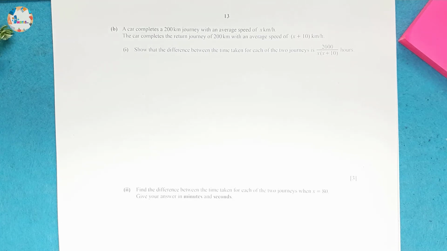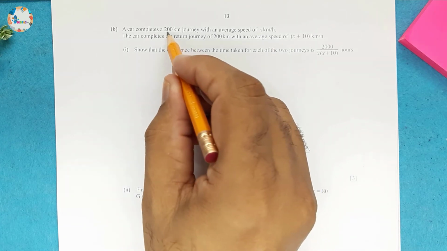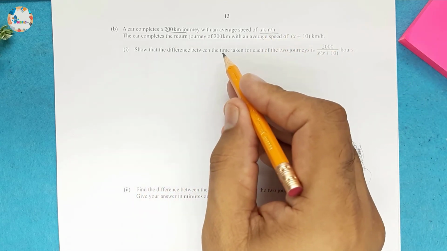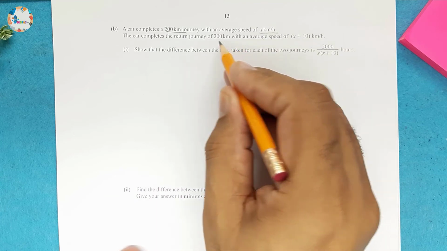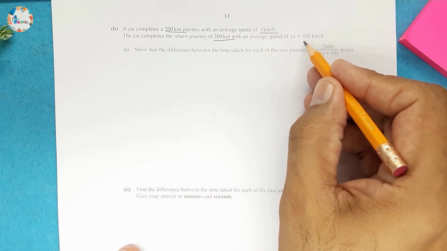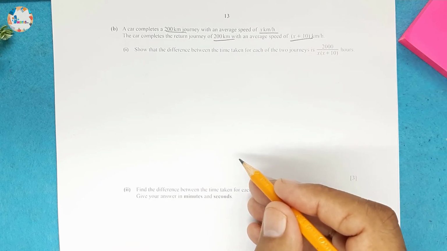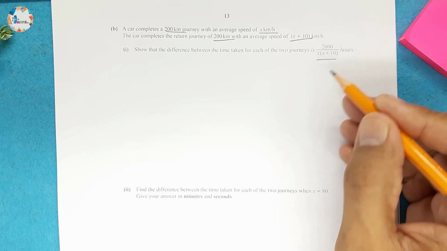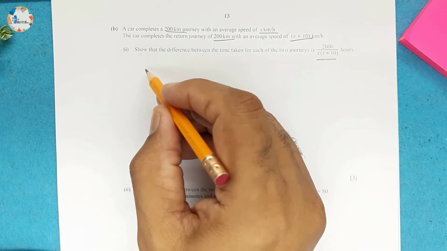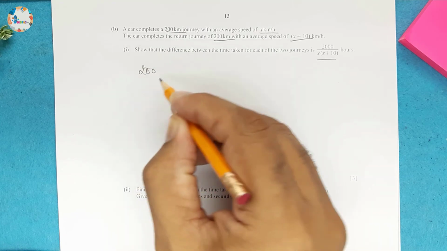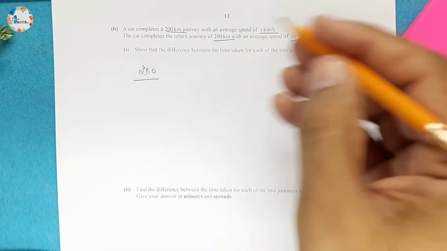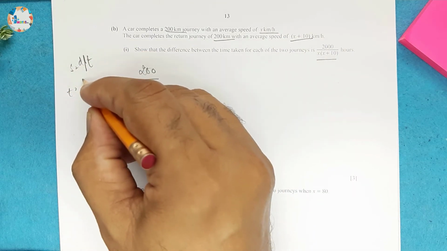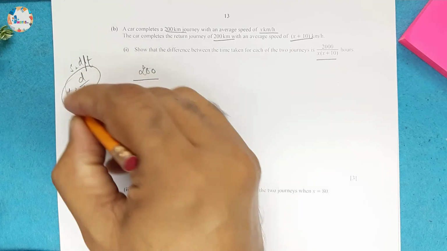B part: a car completes a 200 kilometer journey with an average speed of x kilometer per hour. The car completes the return journey of 200 kilometers with an average speed of x plus 10 kilometer per hour. Show that the difference between the time taken for each of the two journeys is this one. We know speed is equal to distance over time, and time is equal to distance over speed. This equation we will be utilizing.